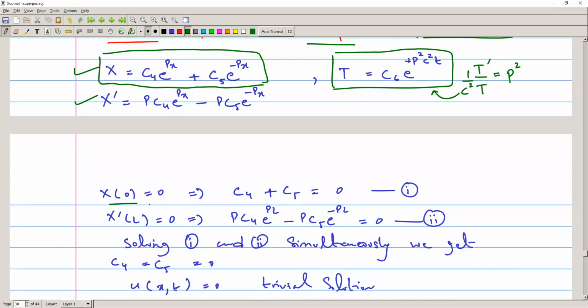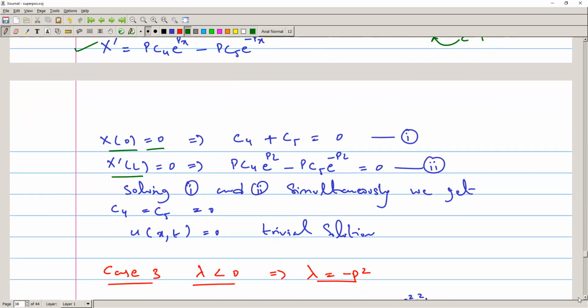First of all, x of 0 is 0. So it will give C4 plus C5 is equal to 0. We call it equation number 1. And then x prime of L is equal to 0. It will give PC4 e to the power PL minus PC5 e to the power negative PL is equal to 0, right? So we'll call it equation number 2. And when we solve these two equations simultaneously, we'll get C4 and C5 as 0. So again, we have a trivial solution, right?